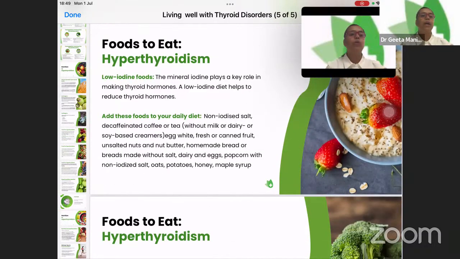Foods to eat for hypothyroidism. Low iodine foods. The mineral iodine plays a key role in making thyroid hormones. A low iodine diet helps reduce thyroid hormones. Add these foods to your daily diet.